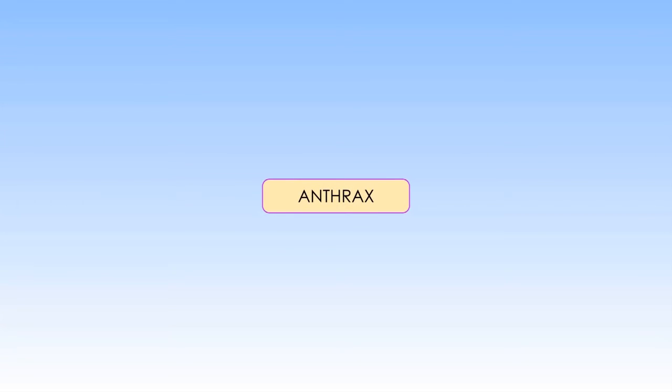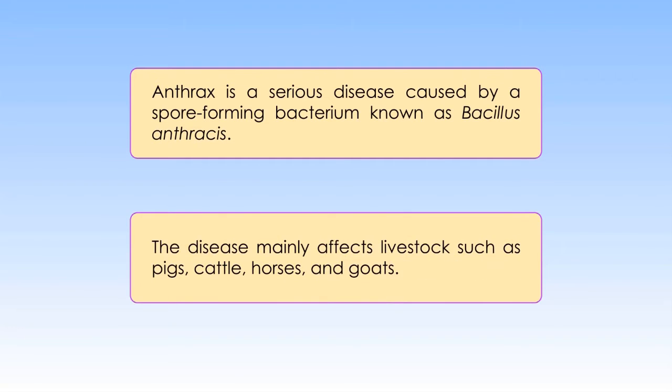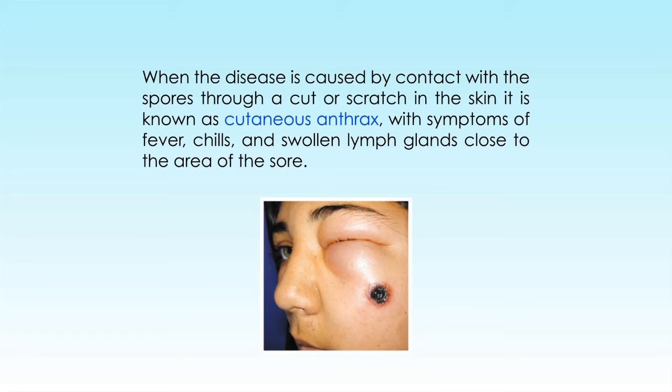Next is anthrax. Anthrax is a serious disease caused by a spore-forming bacterium known as Bacillus anthracis. The disease mainly affects livestock such as pigs, cattle, horses, and goats. The disease is spread to humans from infected animals through direct or indirect contact. There are three common routes of anthrax infection, showing different signs and symptoms. When the disease is caused by contact with the spores through a cut or scratch in the skin, it is known as cutaneous anthrax, with the symptoms of fever, chills, and swollen limb glands close to the area of the sore.